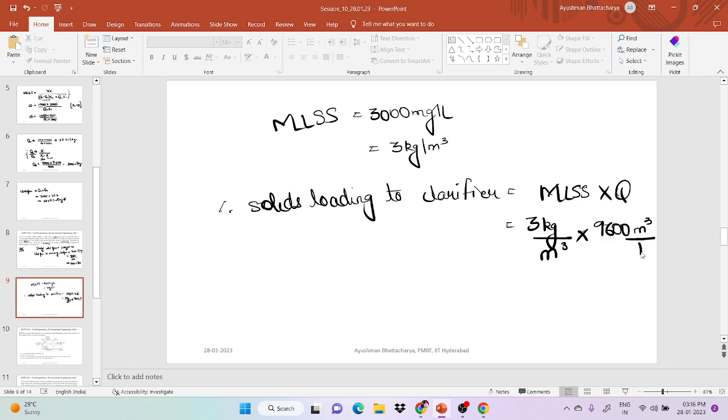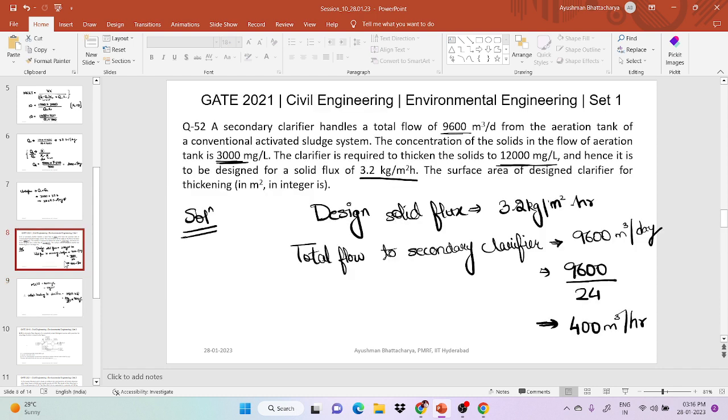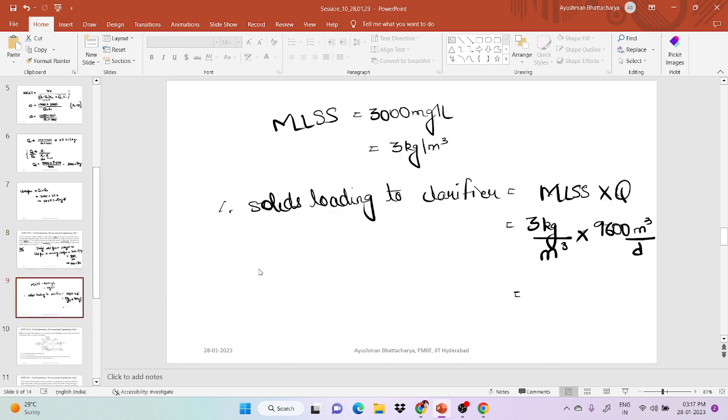9600 meter cube. Be very careful in terms of units. So meter cube gets cancelled. So Q is basically 9600 meter cube per day. Okay, so it is per day. So 3 kg per meter cube.